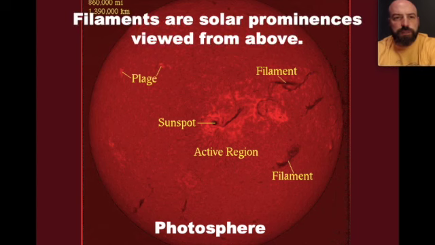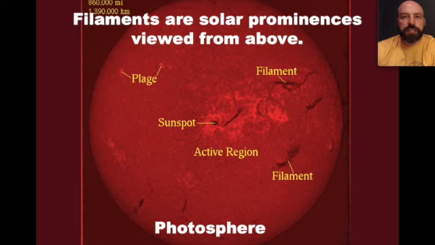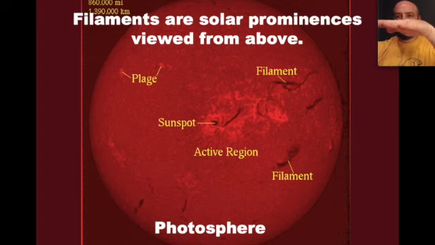I want to talk about filaments. A filament is a prominence. We saw that picture of the prominence that's coming out from the surface, but a filament is a prominence where we're looking straight at it, so we're only seeing it almost from above. It's like my hand here. You can see my hand like this, but if you were to look at it this way, it looks totally different. So that's essentially what a filament is.